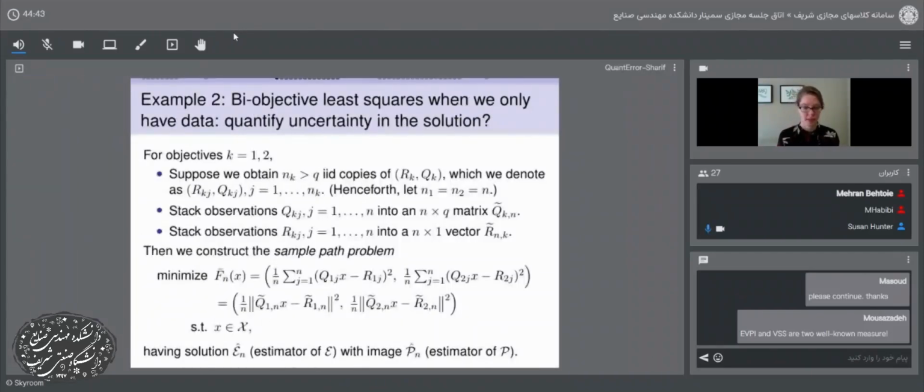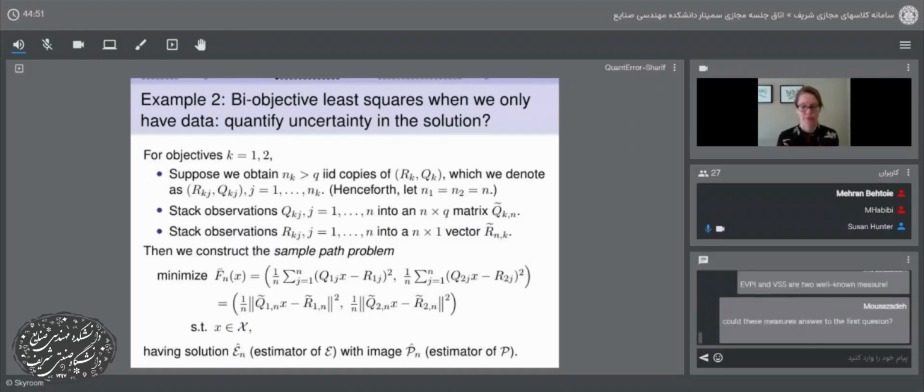Okay, so let's go back to this bijective least squares example. And we're going to suppose now that we only have data. And we want to quantify the uncertainty in the solution. So we're going to obtain IID copies of this vector. Remember, R is the response and Q is the covariate. And we're going to get a bunch of copies of these. We're going to stack them into a matrix. The response will be R tilde, and the covariate matrix will be Q tilde.